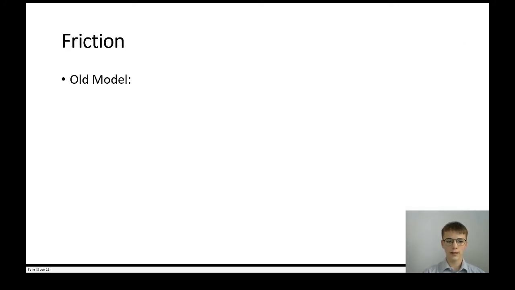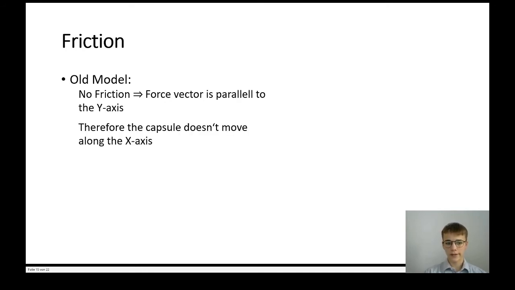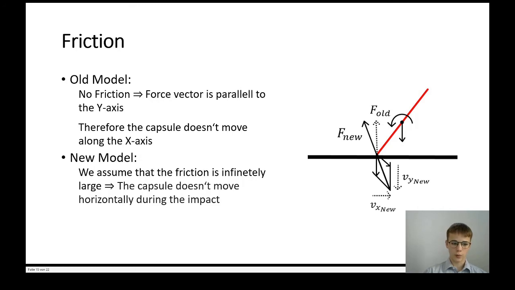In our old model, there was no friction, so the force vector was parallel to the y-axis. Therefore, the capsule didn't move along the x-axis. And in our new model, we assume that the friction is infinitely large, so the capsule doesn't move horizontally during the impact. But now movement along the x-axis is possible.